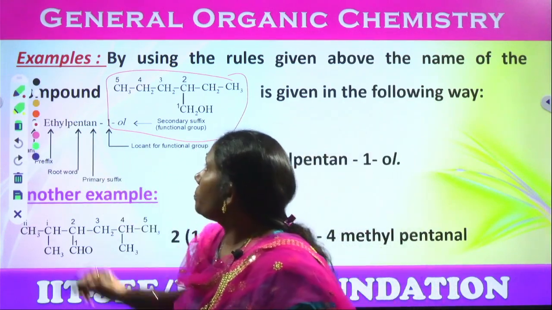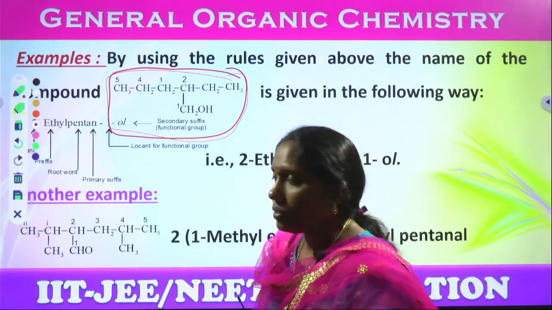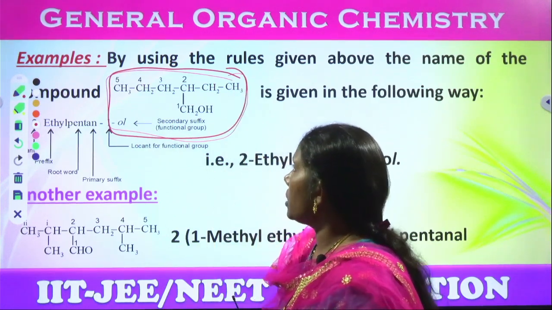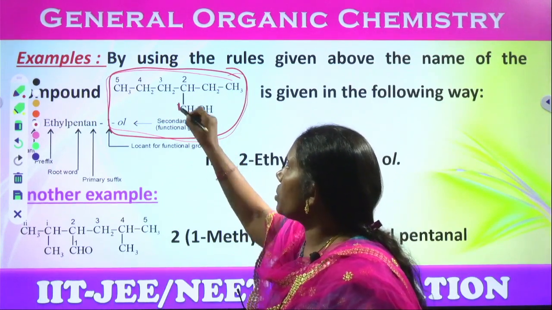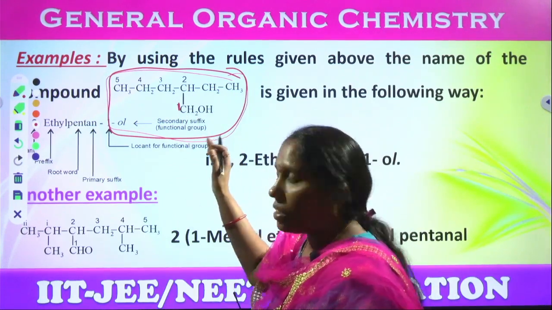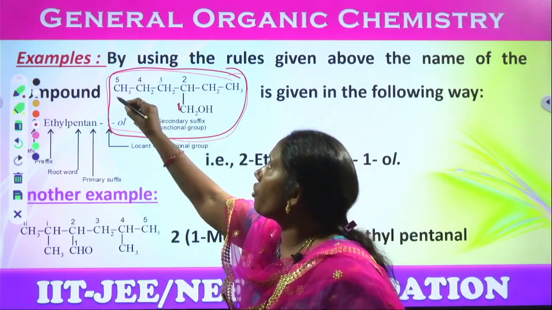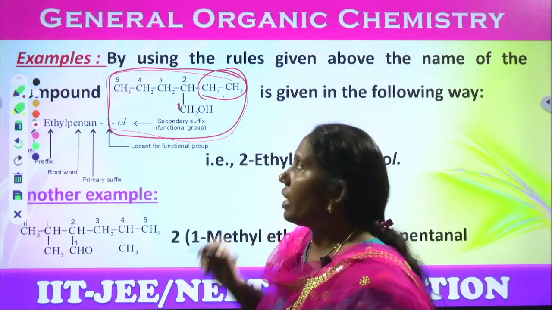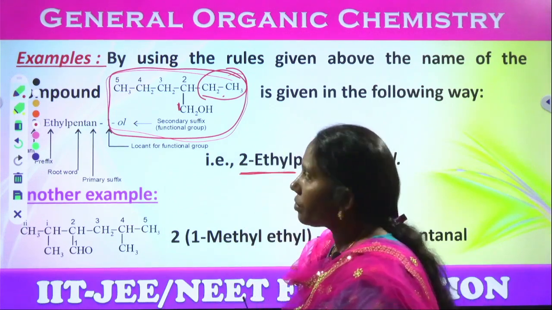Okay. So this is the given. Just write the name for this compound. As we discussed earlier, we have to start numbering from the functional group containing carbon. 1, 2, 3, 4, 5. The second one contains an ethyl group. So the prefix is 2-ethyl.